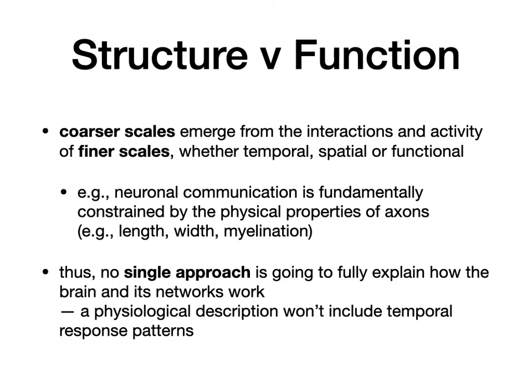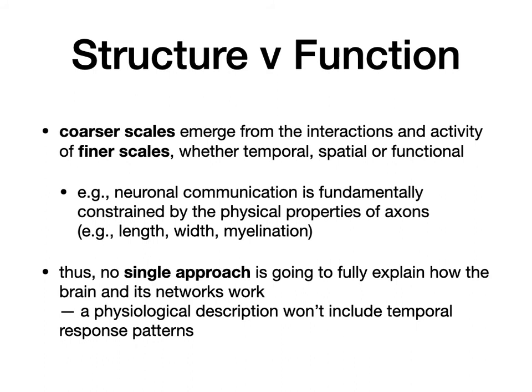So, this is a key idea. Coarser scales emerge from the interactions and activity of finer scales. So whether that's temporal or spatial or whatever. So for example, communication between neurons is fundamentally constrained by the physical properties of the axons of those neurons, right? Like literally down to the length and the width and the myelination and so on, things we'll talk about in the future, don't worry. But this is the idea that the communication is constrained by the structure, right? I can't communicate with something I'm not actually attached to in any way.